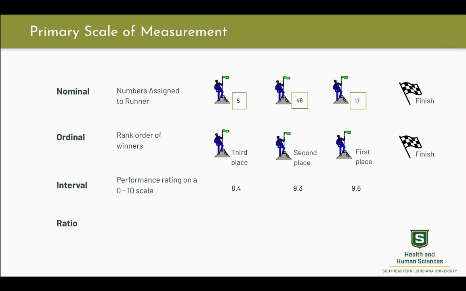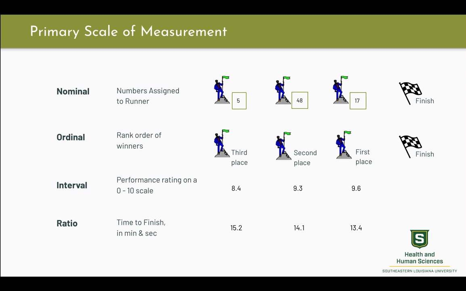You could also be looking at it in terms of ratio, which will be, let's say, time to finish in minutes and seconds. So the third person finished at 15 minutes 2 seconds, the second person 40 minutes 1 second, and first place was 30 minutes 4 seconds. So this gives you an idea of what these different scales of measurement are, and how you can identify them. You may have a data set that has all of these different scales of measurement in it.